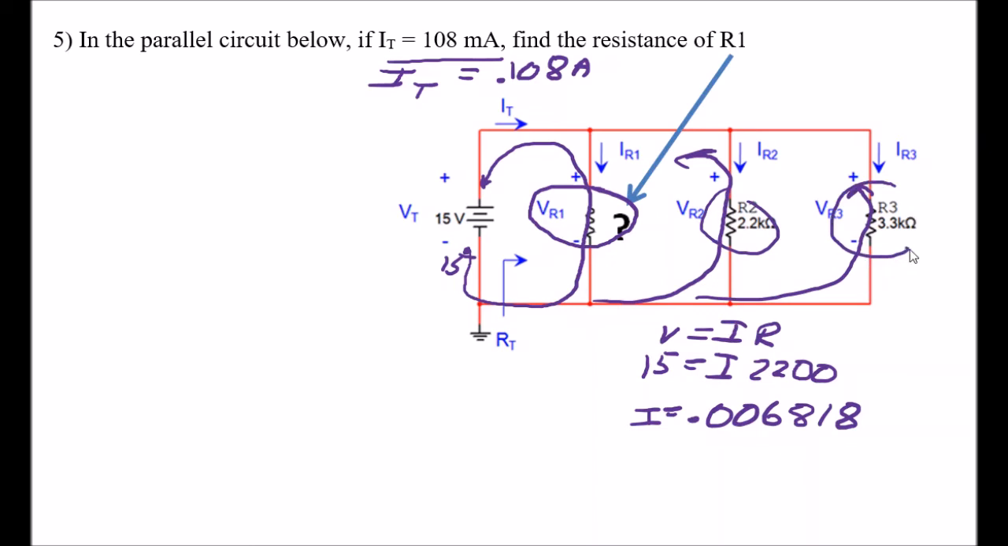I'm going to do the same thing to find the current in this little branch right here. V equals IR. Voltage is 15. Again, that's my voltage drop. I is what I'm looking for. The resistance is, I'll write it in decimal, 3300. Divide both sides by 3300, and I get the current in this little branch of, just sticking in my calculator, 0.004545. I'm rounding, of course. It keeps going. So I know the current in this branch. I know the current in this branch.